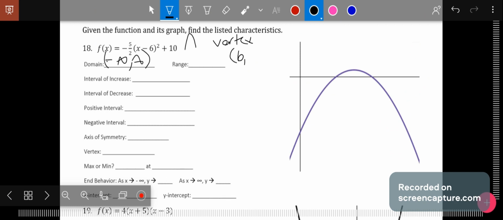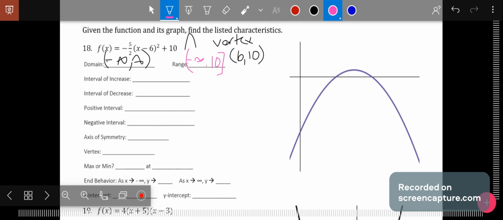So it's a positive 6, the 10 is on the outside, and it's positive, so it will stay there. So for my range, because I know this is concave down, I know that the highest point for my y values will be 10, and my lowest point will be negative infinity. And again, you can type all of this into Desmos and help you find these answers.